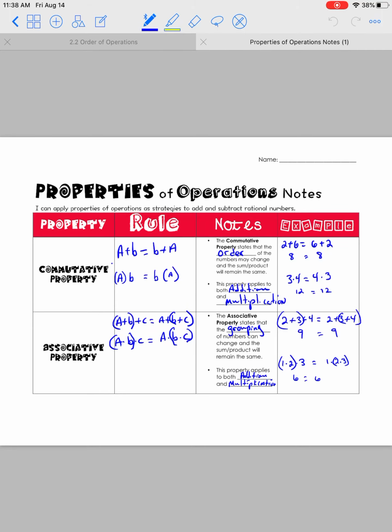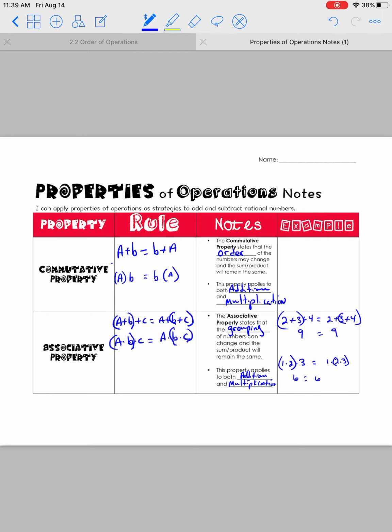This property applies to addition and multiplication. The rule is as follows: A plus B equals B plus A, or A times B equals B times A.